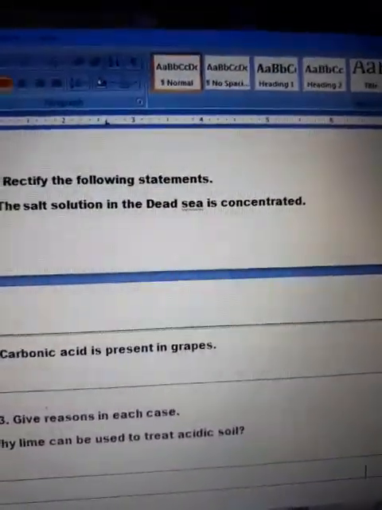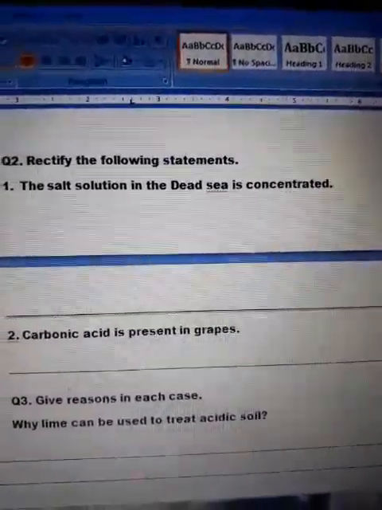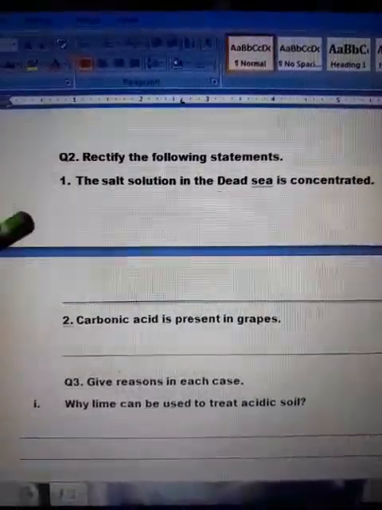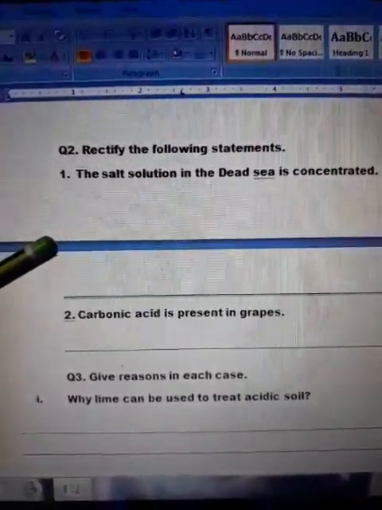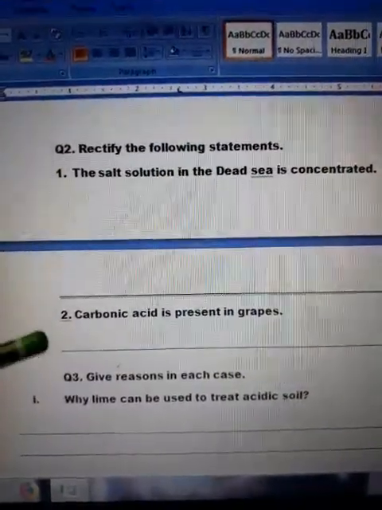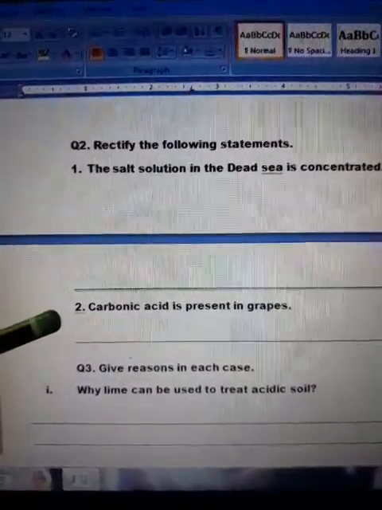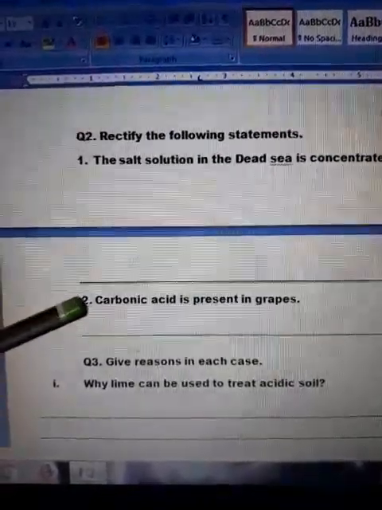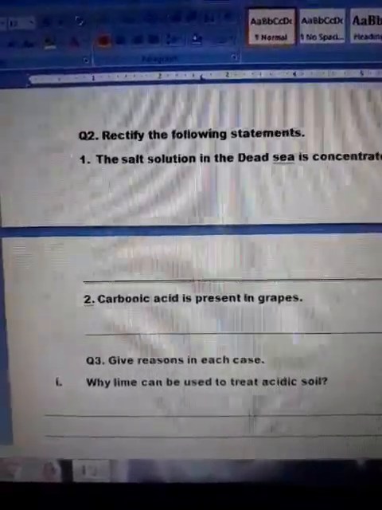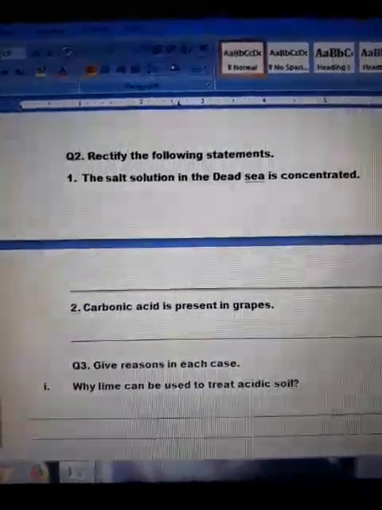Now rectification. Salt in the Dead Sea is concentrated. No, it is not concentrated. It is saturated because we can find crystals on the shore of the Dead Sea. Carbonic acid is present in grapes. No, grapes contain tartaric acid, or you can also say carbonic acid is present in fizzy drinks. Give reasons in each case.